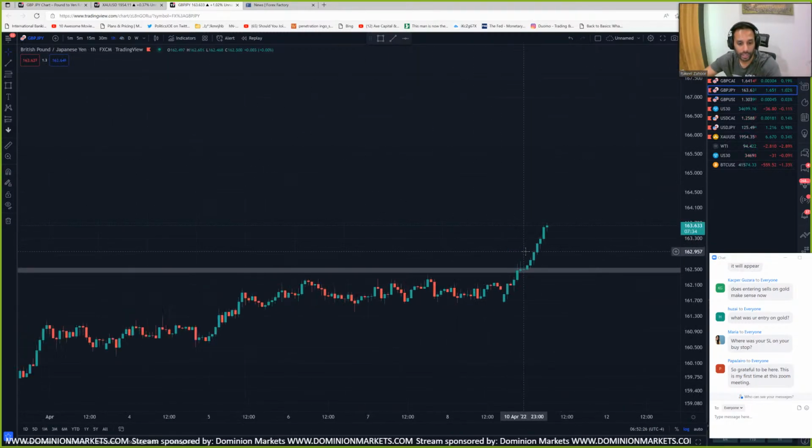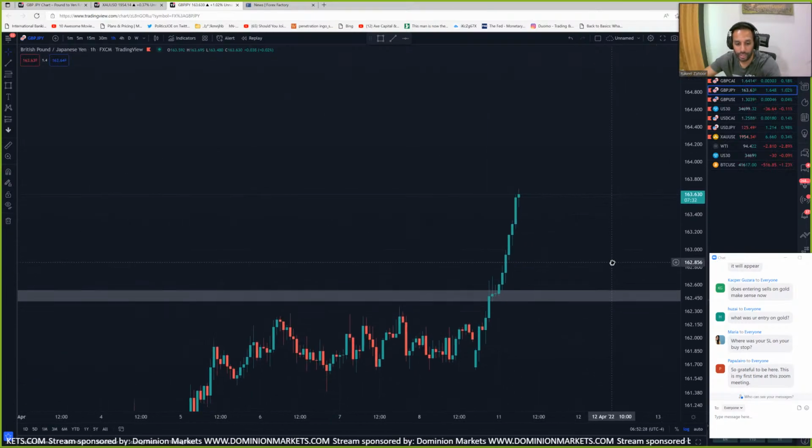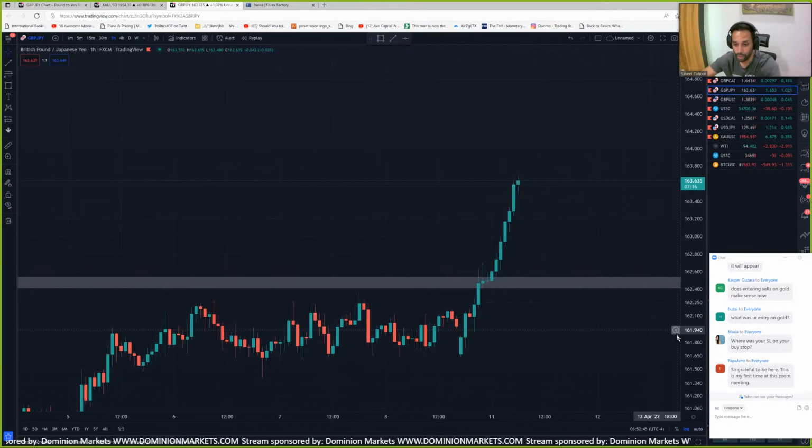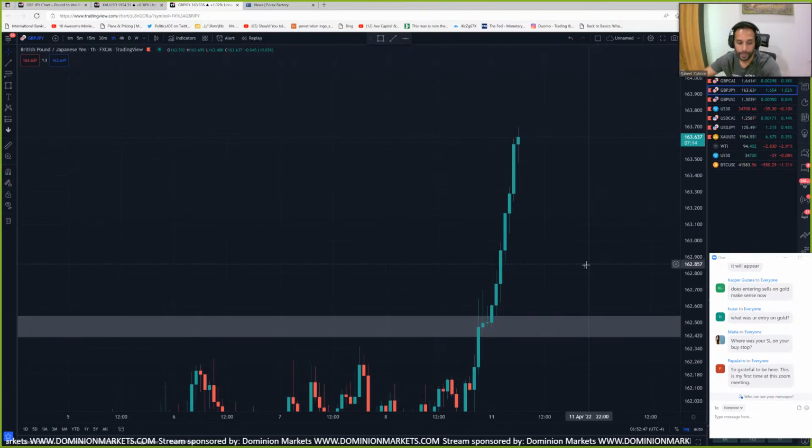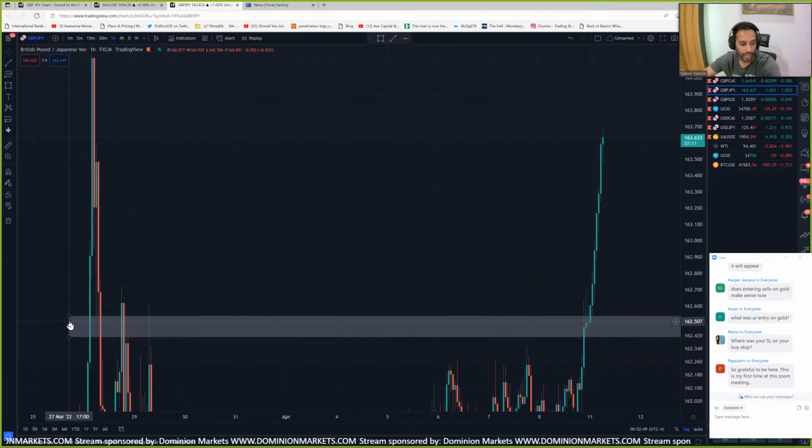Let's take a look on the 1-hour time frame. You see the 1 hour has had all bullish candles from before pre-London. Pre-London, you have 1, 2, 3, 4, 5, 6, 7. This is the 7th bullish candle just continuing up. So when you see pound yen moving up like this, I'm thinking to myself, okay, you know what? Price had moved up.